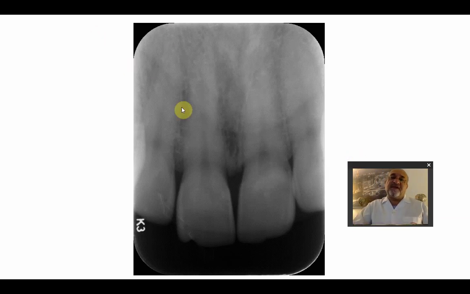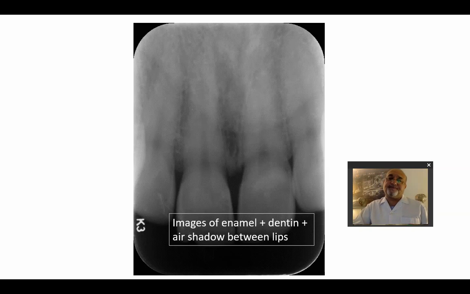So this is the shadow of the nose, and this is the shadow of the lip, and this part demarcates the end of the lip. You will see here a decreased radio opacity, which is the air present between the opening of the lips. So what we see here is the image of enamel plus dentine plus the air shadow present between the lips.